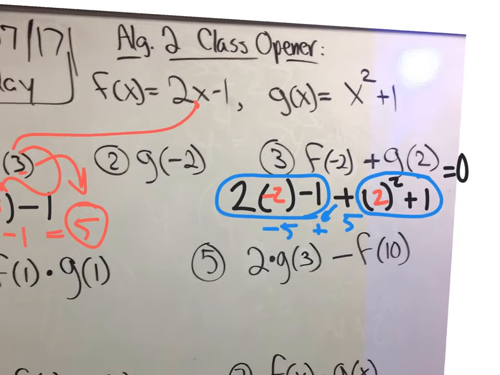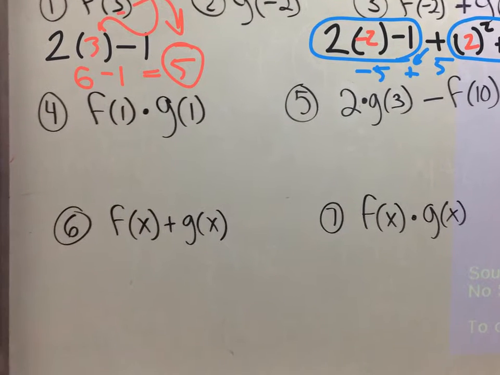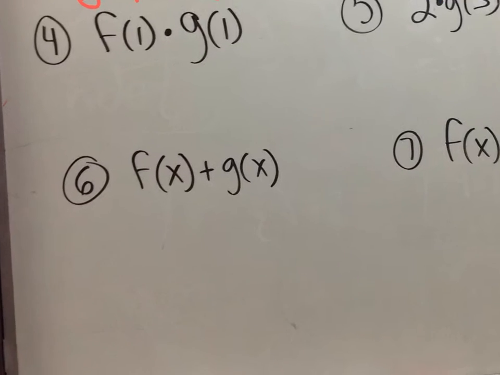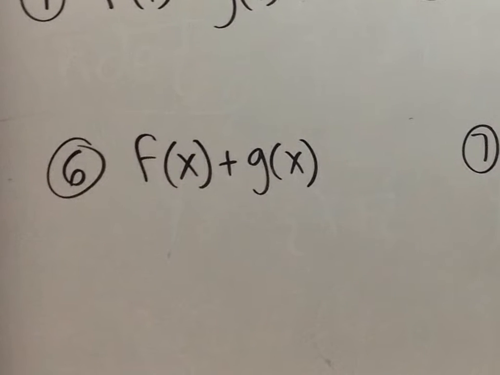Let me just jump to this guy down here. f of x plus g of x. Now you're probably thinking, wait a minute, where are the numbers? What am I supposed to plug in? You're not supposed to plug in anything. All you got to do is add f of x with g of x.